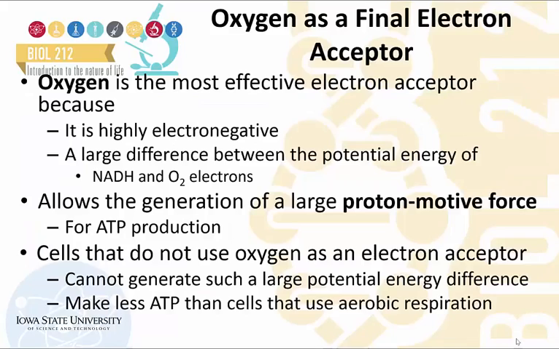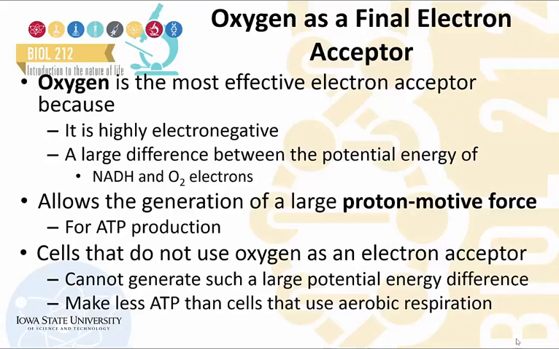Oxygen is very effective as an electron acceptor because of its highly electronegative nature, meaning that it holds on to electrons tightly. Since there is a large difference between the potential energy of the electrons contained within NADH and oxygen, this allows for the generation of a large proton motive force needed for ATP production.